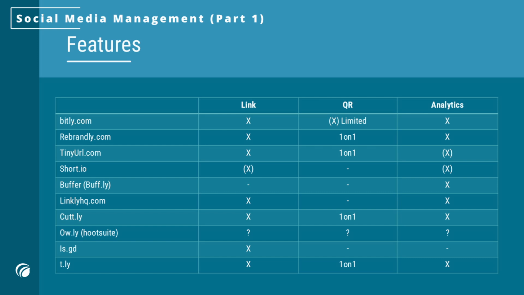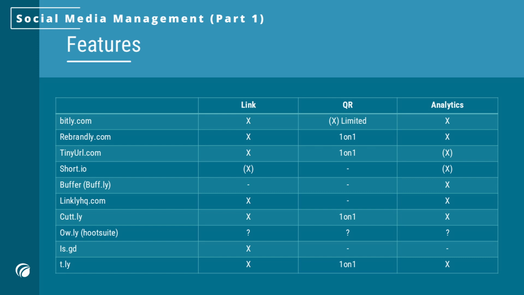Rebrandly, it can generate short links based on an existing URL. Each URL also has a QR code. Analytics is available, but only partial in a trial version. TinyURL, it can generate short links based on existing URLs. Each URL also has a QR code. Analytics are totally unavailable in the trial version.